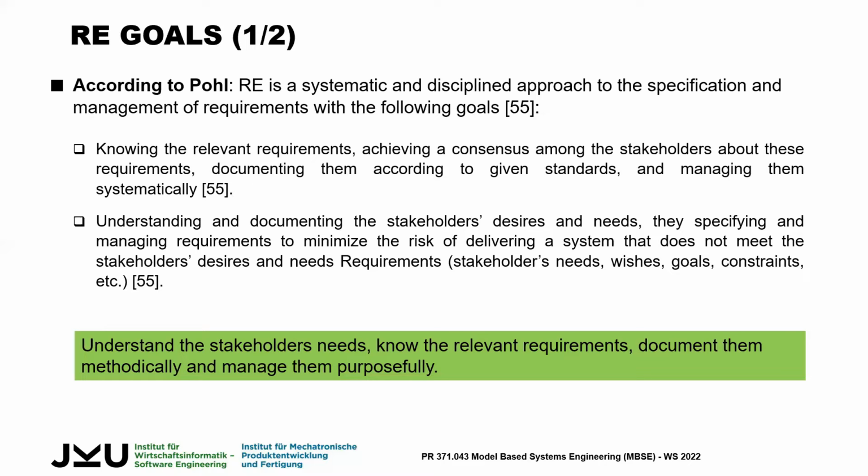So what I understand is: understand the stakeholder needs, know the relevant requirements. From the needs, you have to convert them to requirements and document them methodically. You should prioritize the requirements, because not every requirement is as important as the others. Let's say if you consider an aircraft, the engine is not as important as the landing gear. You understand that? Because different parts have different importance.